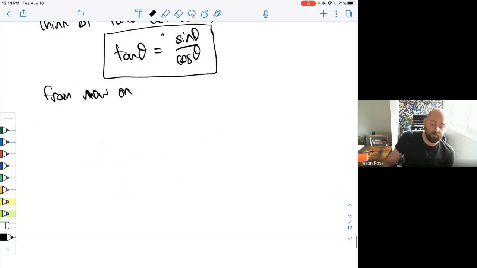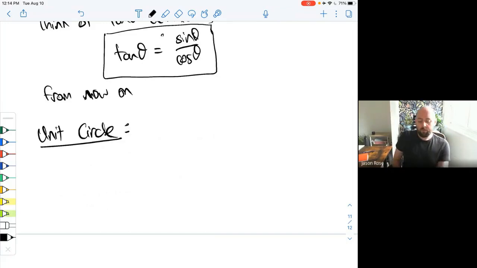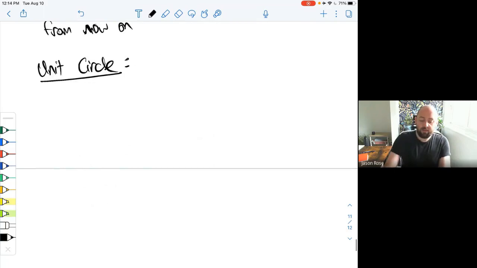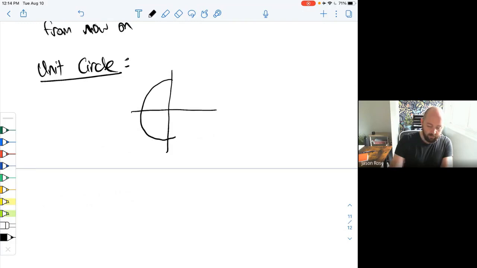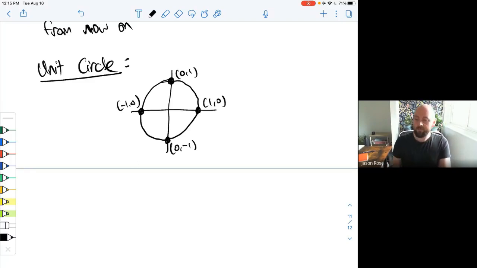Okay, now what we're going to start doing is building up the unit circle. So we're going to start with the unit circle properly now. What are some key values on the unit circle? The first thing that sticks out to me are these ones here. This would be the point 1, 0. This would be the point 0, 1. This would be minus 1, 0. And this would be 0, minus 1.